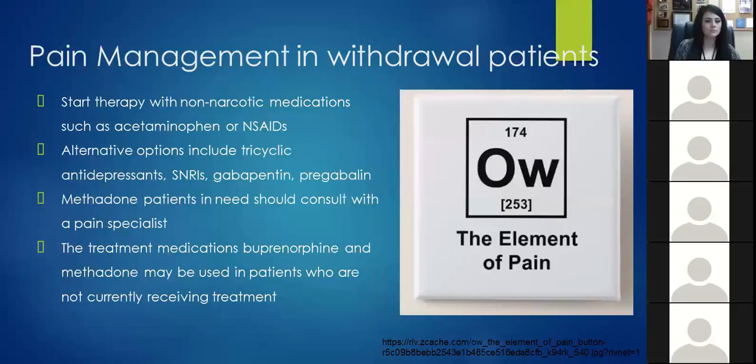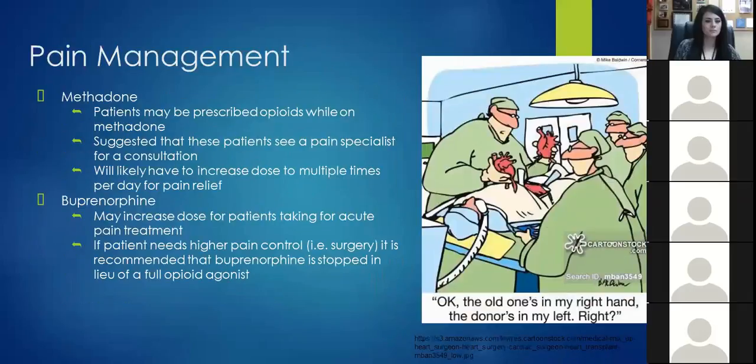And then the treatment medications, buprenorphine and methadone, they can be used in patients who are not currently receiving treatment for opioid use disorder. And so then continuing with pain management. Methadone patients can be prescribed opioids while they're on methadone. But like I said earlier, you'd really rather prefer these patients to get pain specialists. And they'll likely have to increase the methadone dose if they wanted to use that as a pain effect from once a day to multiple times a day to get any sort of pain relief. And then for buprenorphine, you can increase the dose for patients who are taking it for acute treatment of pain, so if it's just a couple of days. But if they're going to need higher control, like if they're having surgery, usually they recommend stopping it and starting it on something that's more of a full opioid agonist.